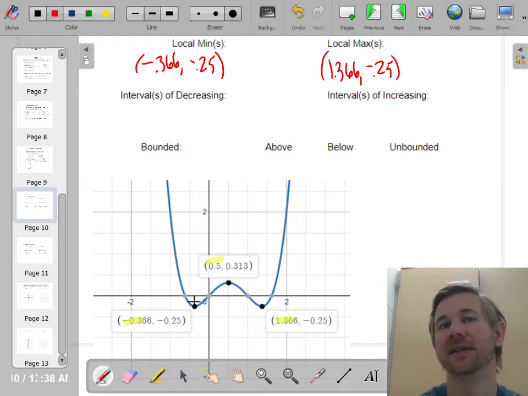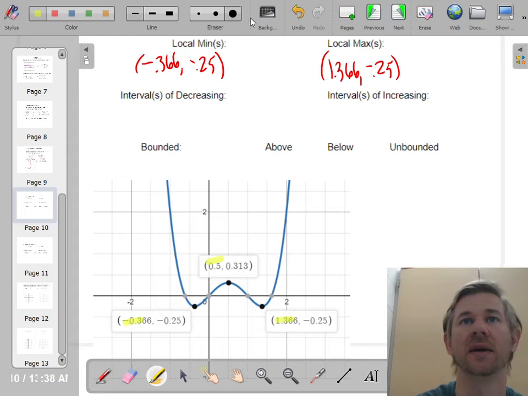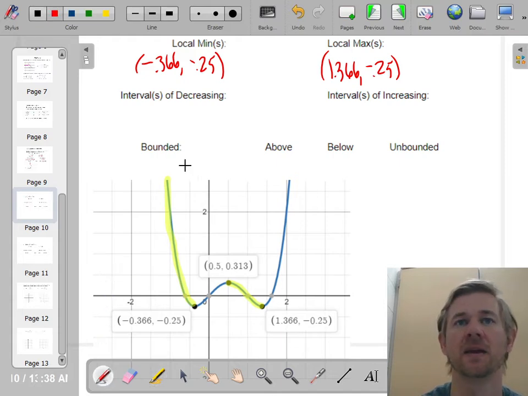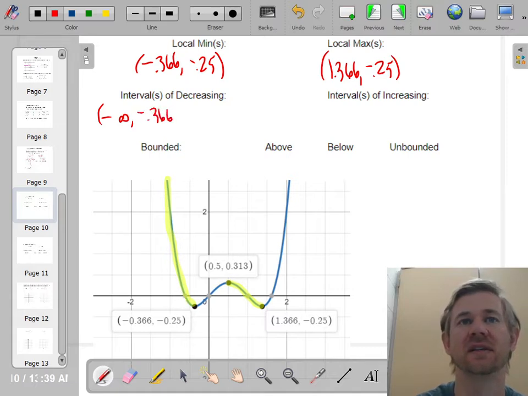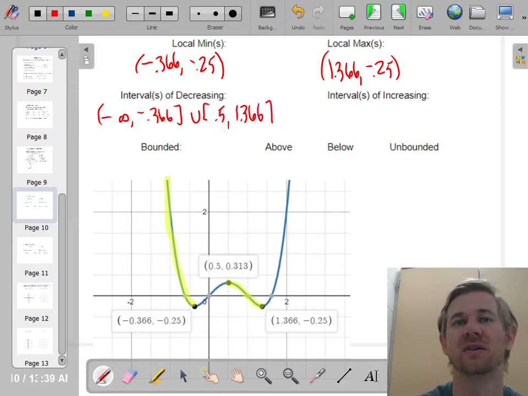So interval of decreasing, and I'll do it right this time, in the right order anyway. Interval of decreasing is there, it's going down as you read left to right, and there, it's going down as you read left to right. So to say that in interval notation, we say negative infinity to negative 0.366, bracket, union. This interval is 0.5 to 1.366, also brackets.